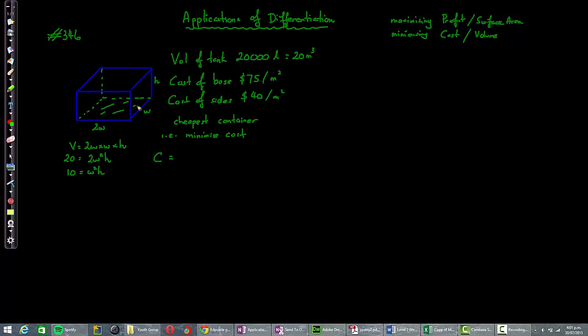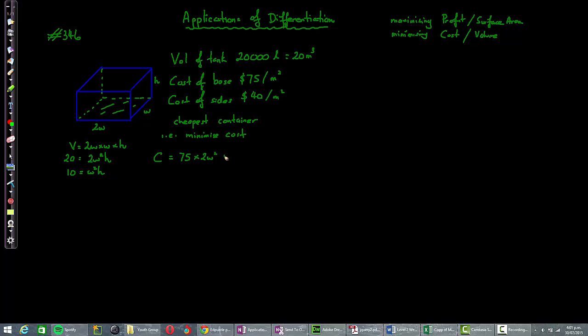Right, let's have a look at the base for a start. Well, the area of the base would be 2W times W, but the cost would be 75 times that, because 2W times W is an area in meters squared, and for each meter squared area it's $75. So I think it would be reasonable to say the cost of the base is going to be 2W squared, its area, times 75, which of course can be simplified soon.